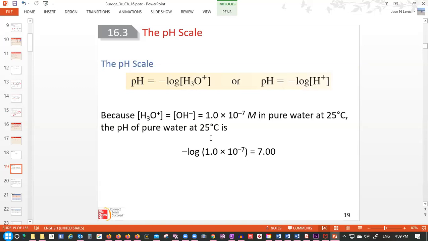But if we find the pH, it will be easier. It's a logarithmic scale. It's not proportional, it's a logarithmic scale to represent that concentration. It's important that you remember to add the negative in your calculation.